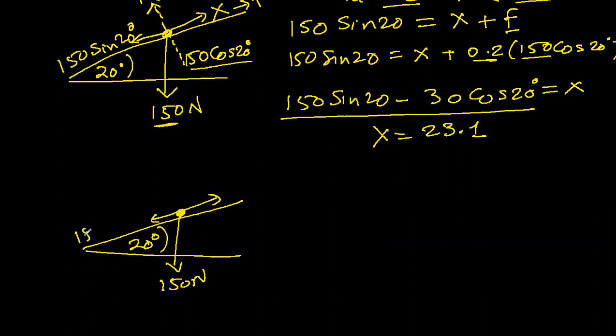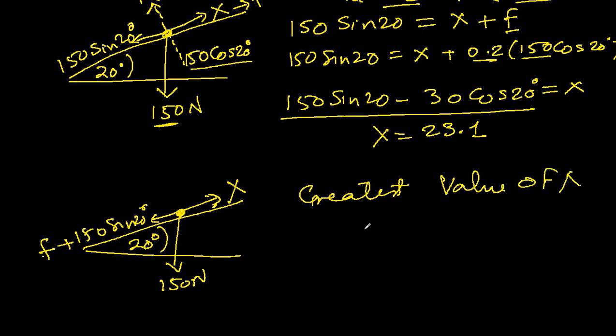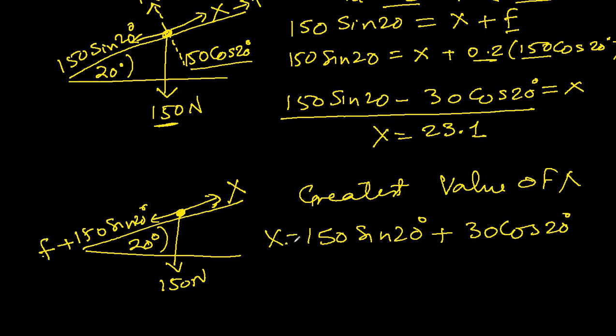That the component which was here, 150 sine 20, will be joined by the friction. Because friction always opposes the motion, and your motion is about to go up. And in that case, this x force will be the sum of the two. Earlier it was the difference of the two. So the greatest value of x will be 150 sine 20, which is the component of the weight, plus the frictional force, which was 30 cos 20 degrees. This is x. Just put this in a calculator and you'll get your greatest value.